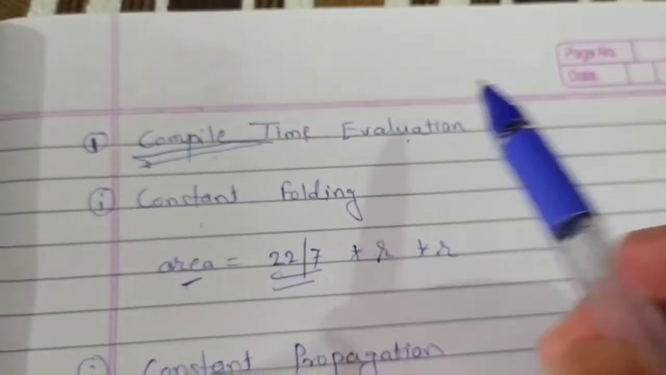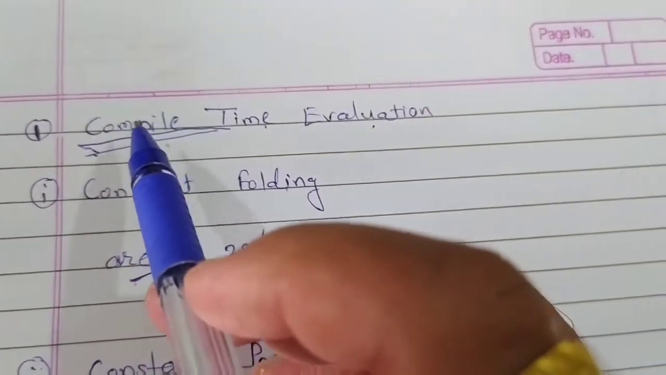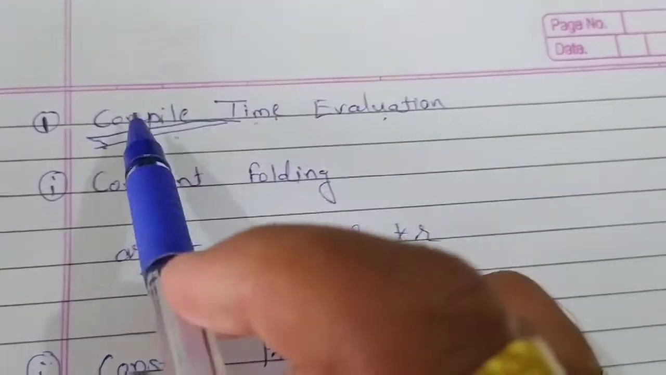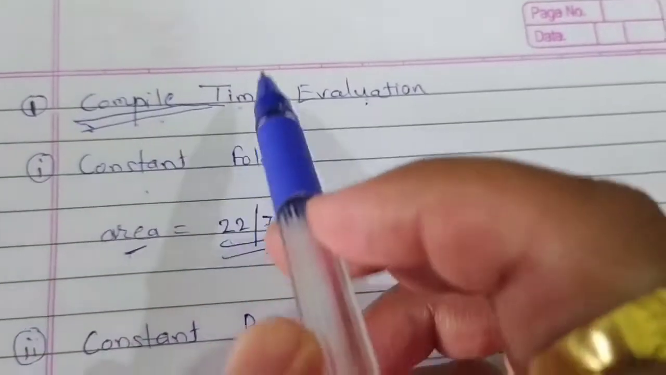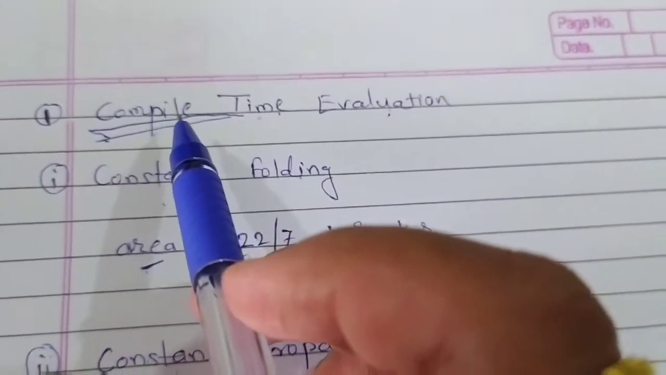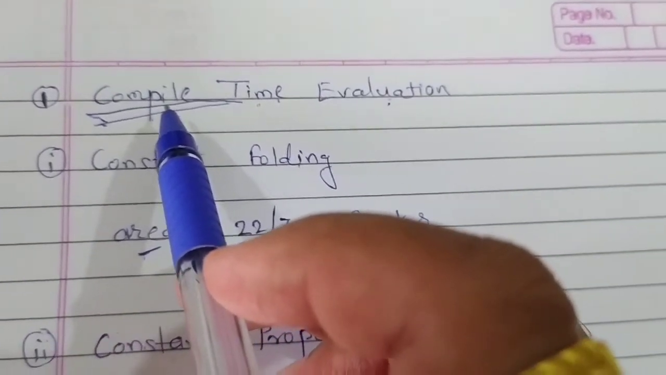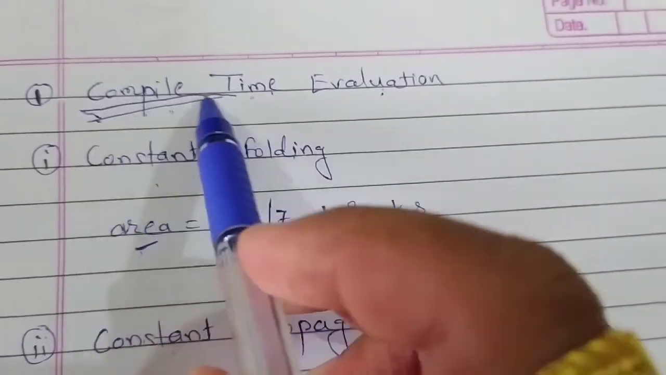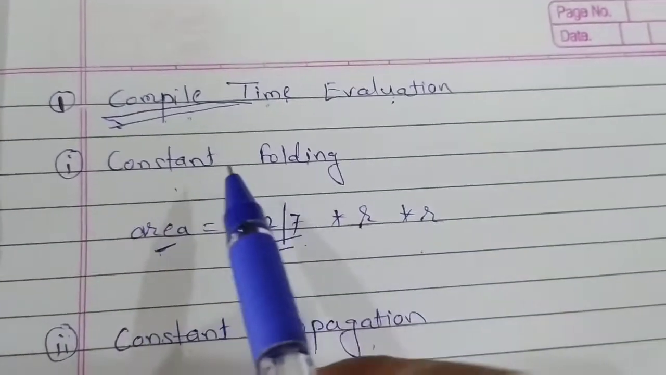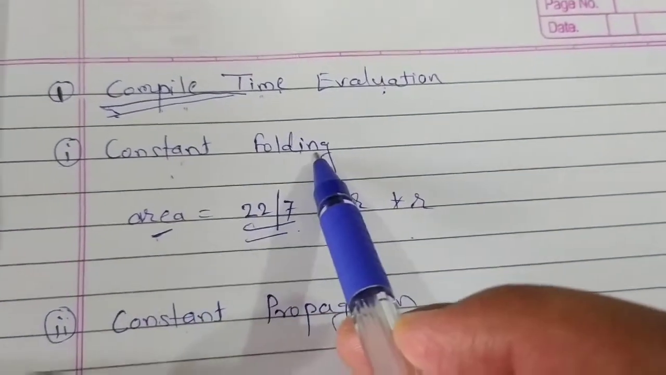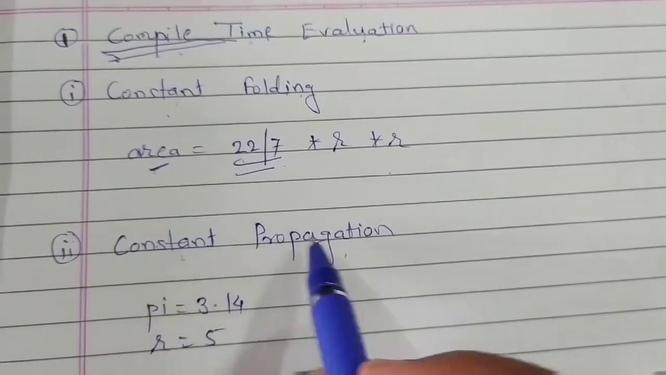The first technique for code optimization is compile time evaluation. As the name indicates, during compile time only we are optimizing the code. So at runtime it will take less time and also it will take less space. For compile time evaluation, again there are two techniques. One is called constant folding and another is called constant propagation.